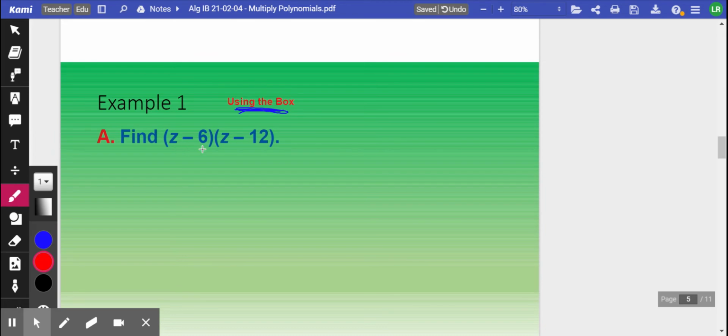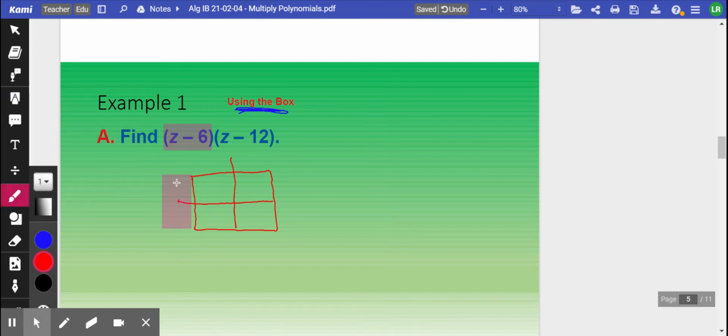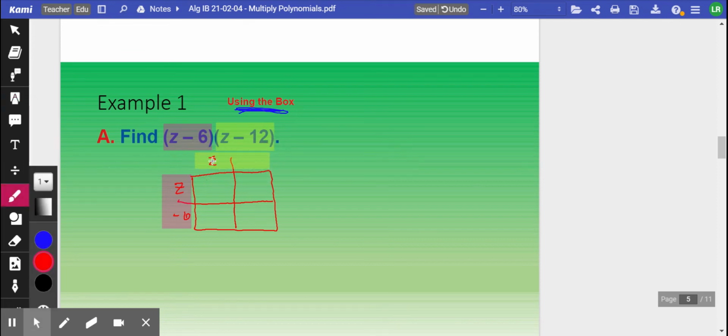So for this one, we have 2 things multiplied to 2 things. So we're going to make a 2 by 2 box. So let's go ahead and make our box. Now, I'm going to put this one on a side that has 2. Both the sides have 2, so it's kind of irrelevant. I'm just going to go ahead and put that one here on the side. So we have z, and we have a negative 6. And then on the top part, it has 2 things. I'm going to put them both there. z, and then we have negative 12.